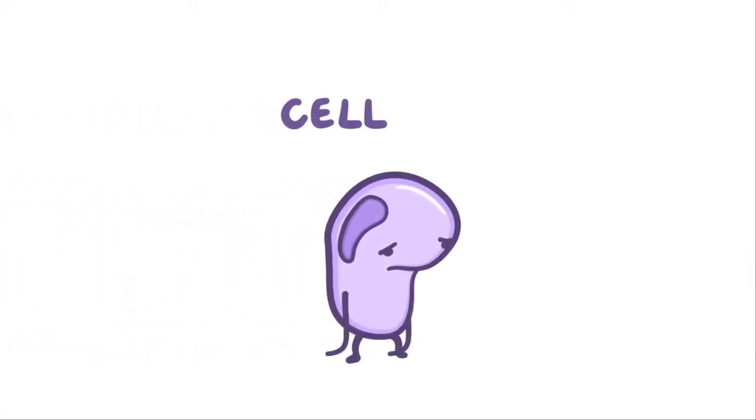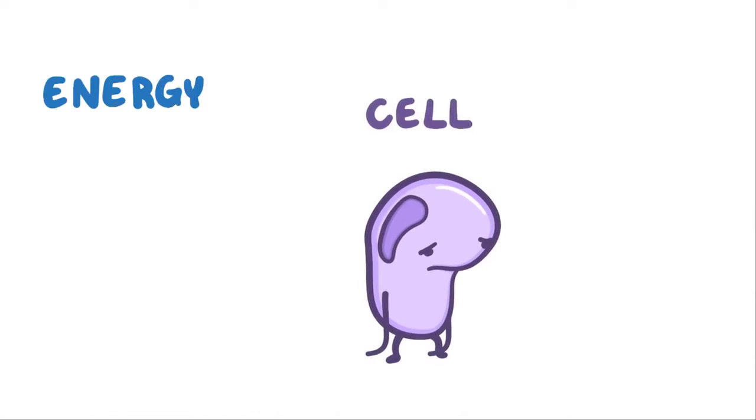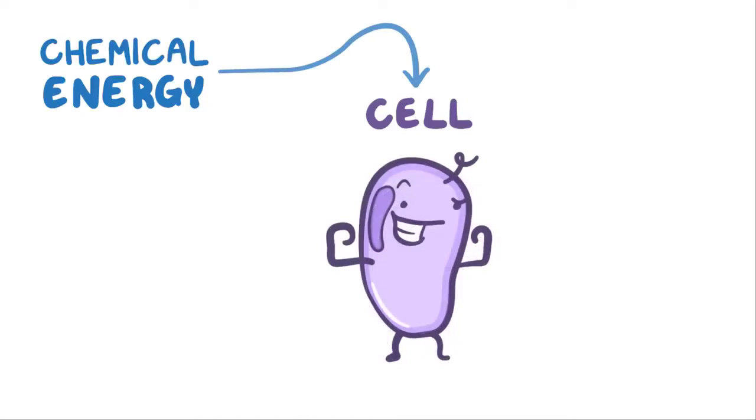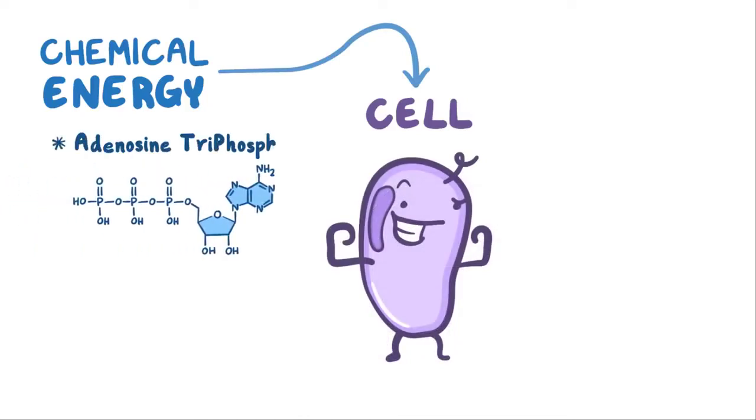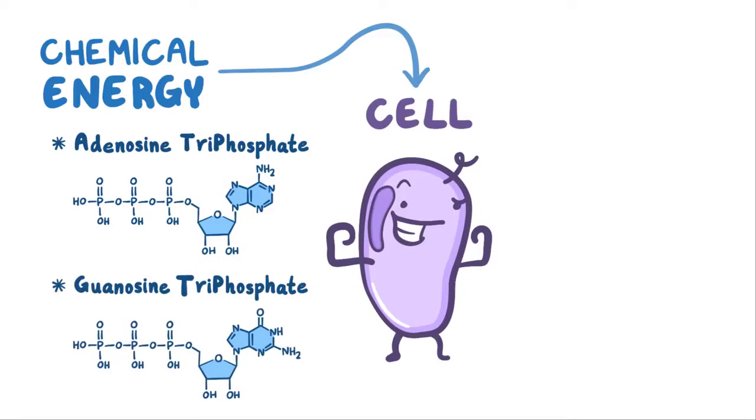For cells to perform any function, any work, they have to have energy. You can't go jogging or lifting weights if you're tired, because the cell won't work without the help of chemical energy. The main energy currency in the cells is adenosine triphosphate, or ATP. But any nucleoside triphosphate, like guanosine triphosphate, or GTP, will do just fine.